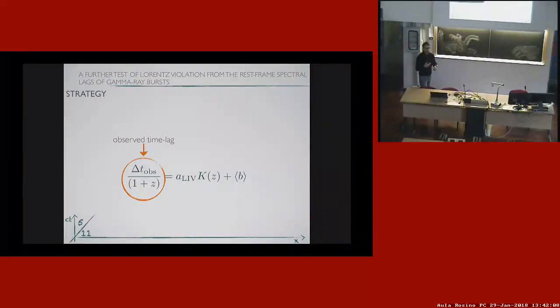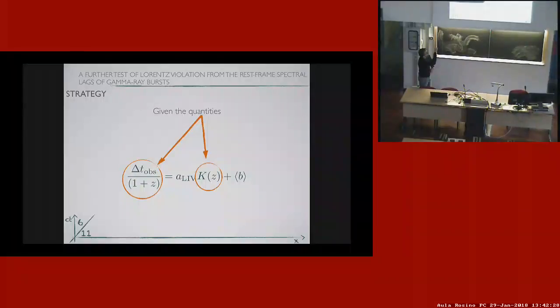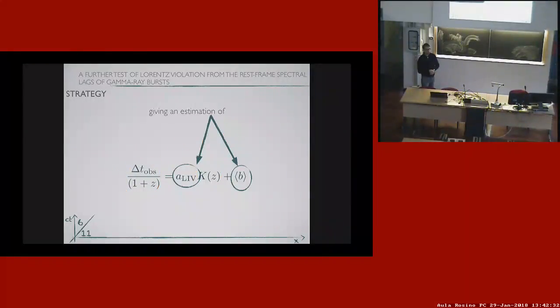So I recap which is the strategy of the paper. This is the observed time lag in the rest frame. This quantifies, in a sense, the violation of the Lorentz invariance effect. This is the intrinsic contribution. So, knowing these two quantities here, we can have an estimation of these two quantities here.